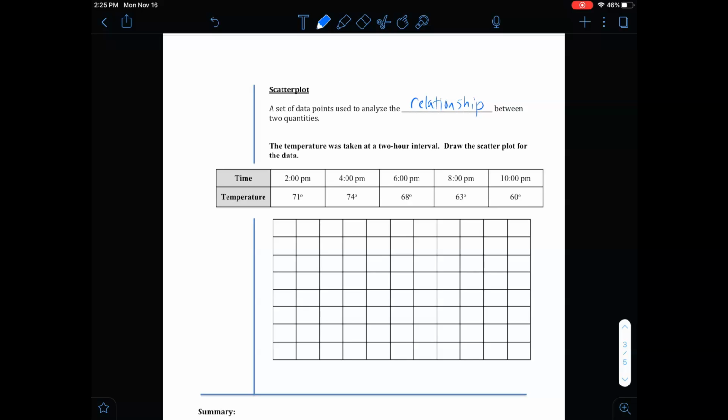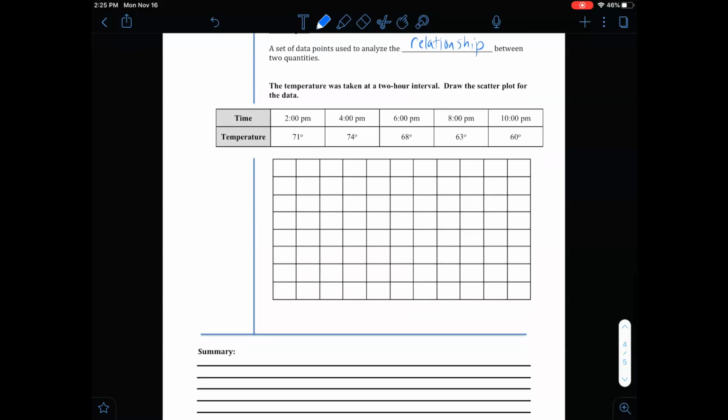So, do you think time or temperature is going to go on the x-axis, which is our independent variable? Does time affect temperature, or does the temperature affect what time it is? Time affects what temperature it is, right? So time is going to go on the x-axis. Time isn't changed by what temperature it is outside. That'd be kind of crazy. Then we're going to have temperature over here.